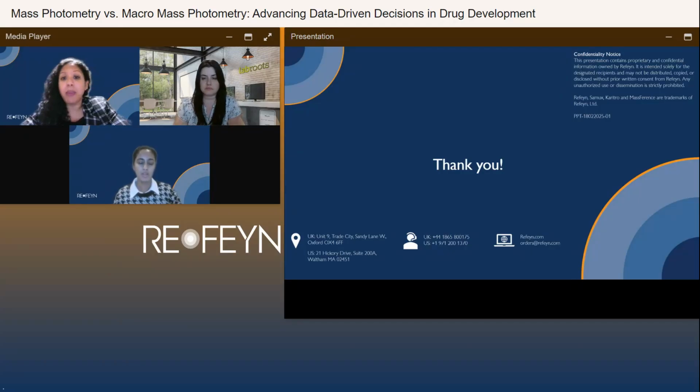So that is where macro mass photometry comes in, where for these viral vectors, you also would like to understand the size of the particles to understand the integrity, right? And also, if you have these heterogeneous populations falling within the same mass range, you're able to distinguish them now because you have the size measurement. So overall, macro mass photometry fills that gap that mass photometry cannot, especially, like I said, for larger particles where you can have heterogeneous populations falling within the same mass range.